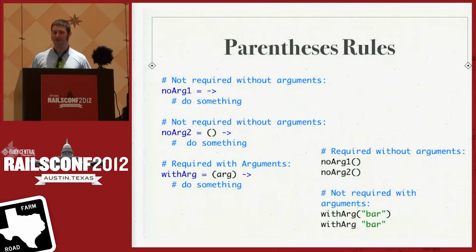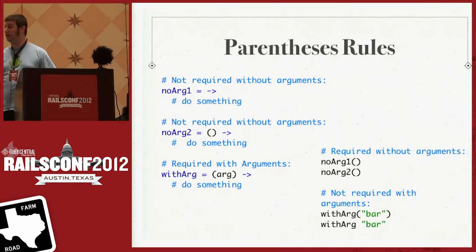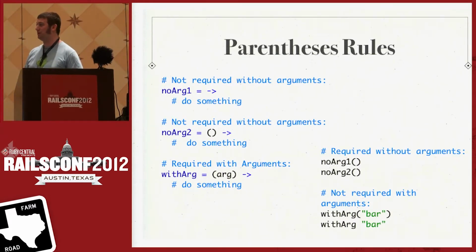So let's look a little bit at these parentheses rules. I said they're relaxed. And on the left here, we have three different types of functions we're creating in CoffeeScript. And I'll talk about functions in a little more detail in a few minutes. But a function in CoffeeScript is defined with the stabby arrow, the dash arrow there. So here I'm creating no arg 1. It's a function that takes no arguments. No arg 2 is a function that also takes no arguments. And with arg, down the bottom, takes one argument into the function.